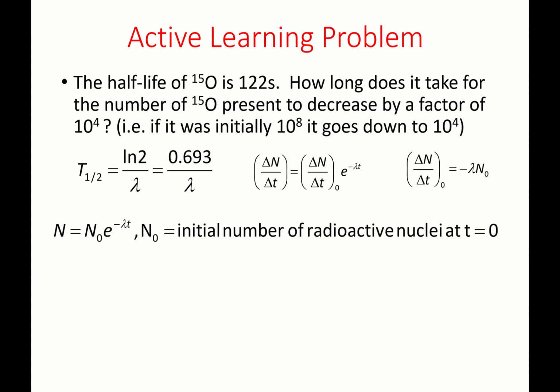So what problem do I want you to do today? Well, I want you to basically duplicate what I just did. So I'm telling you the half-life of oxygen-15 is 122 seconds. How long does it take for the number of oxygen present to decrease by a factor of 10 to the 4? So in other words, if it was initially 10 to the 8 oxygens present, it goes down to 10 to the 4. You might use those as your N0 and your N values to calculate, rearrange, and get the time out of the argument of the exponential.